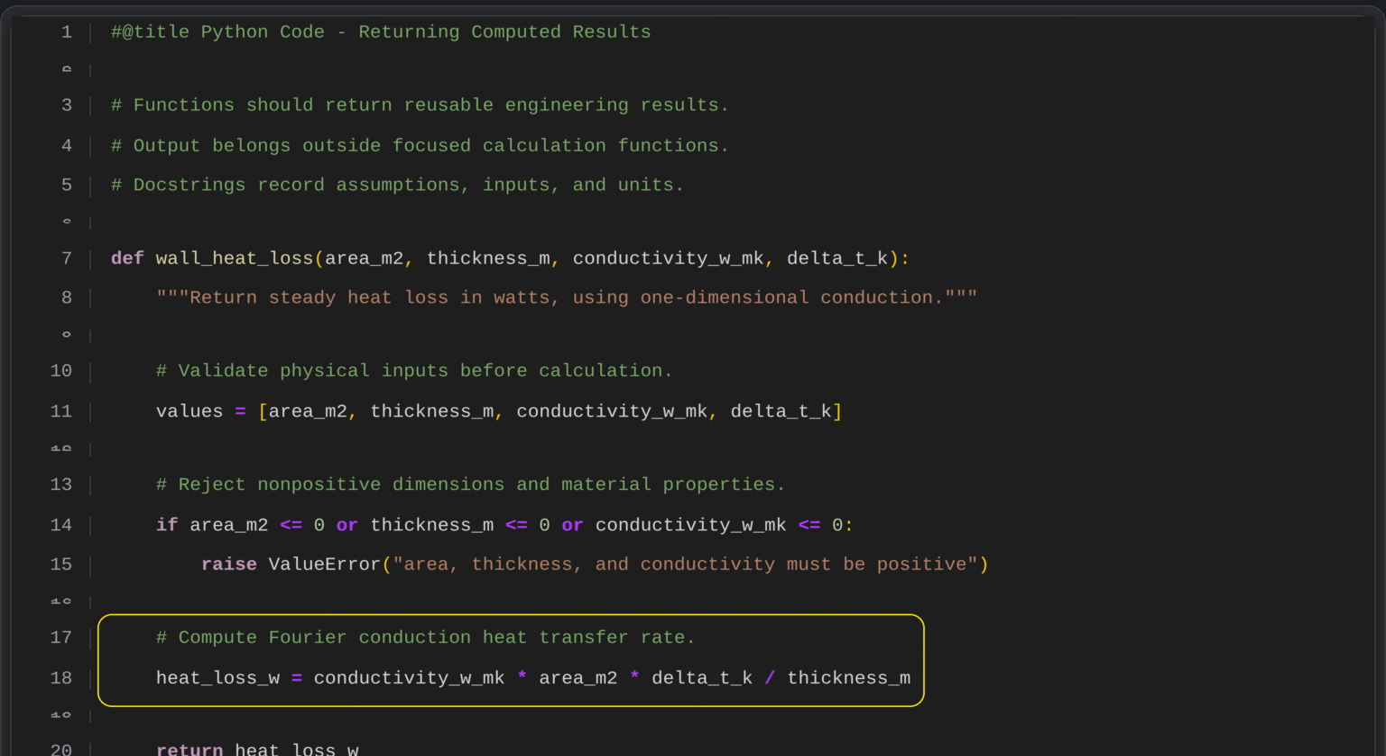This calculation uses Fourier's law to find the heat transfer rate through a wall. It depends on the material's thermal conductivity, the wall area, the temperature difference across the wall, and the wall thickness. The result is the heat loss in watts, or the amount of heat conducted through the wall each second.